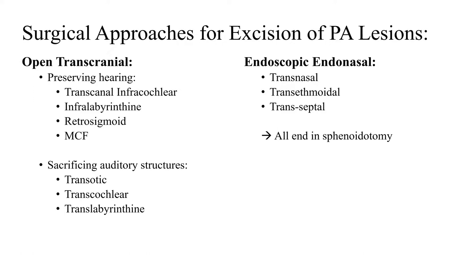And then obviously the endoscopic endonasal approaches to the petrous apex can either be purely transnasal, transethmoidal, or transseptal, but either way would end up in a sphenoidotomy to give access to the petrous apex, which would then be accessed through the posterior lateral wall of the sphenoid sinus.